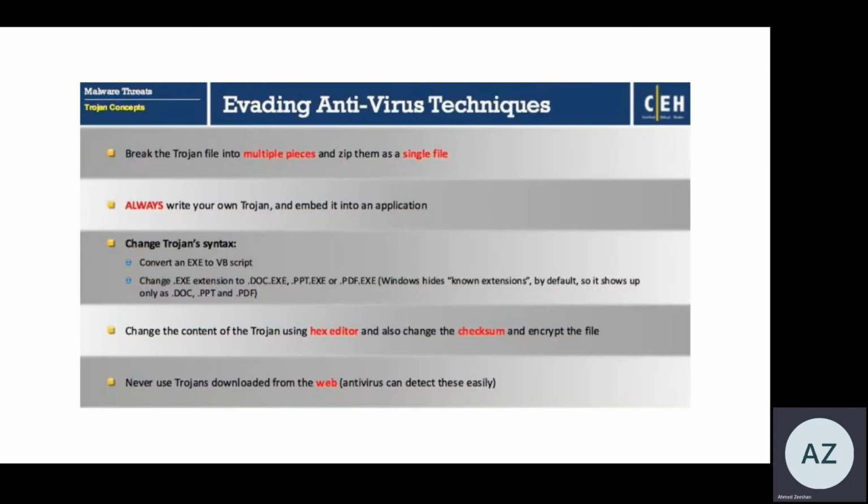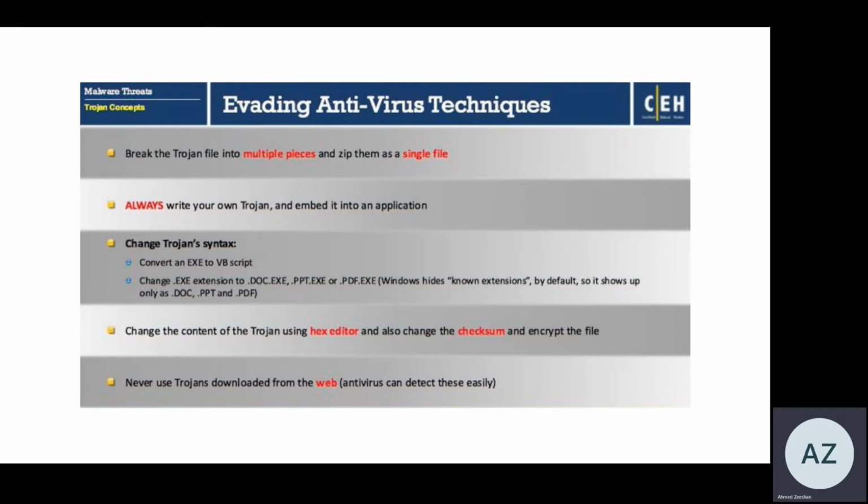Evading antivirus techniques: break the Trojan file into multiple pieces and zip them up as a single file. If an attacker wants to evade the antivirus, as I told you guys yesterday, Kaspersky is one of my favorite antivirus. It's pretty good at detecting these Trojan files. So if you want to evade Kaspersky antivirus, you would break the Trojan file into multiple pieces, and then you would zip them up as a single file.